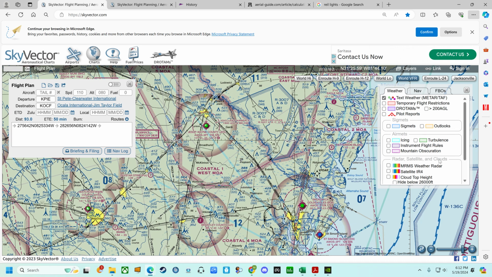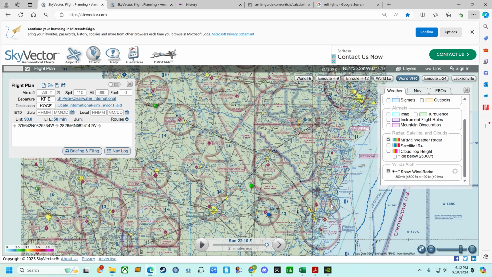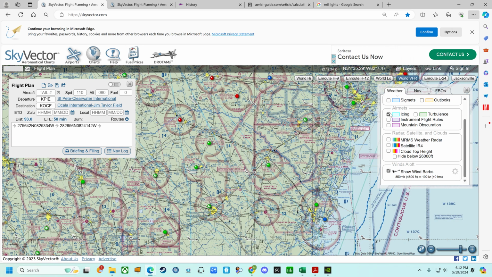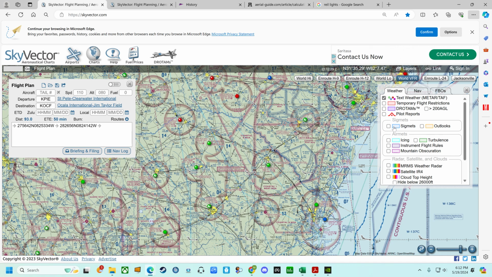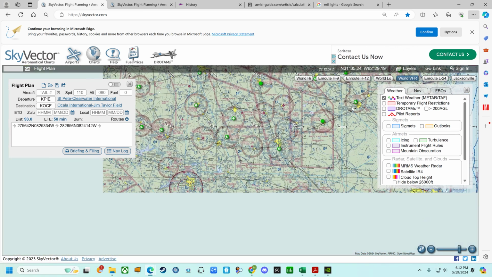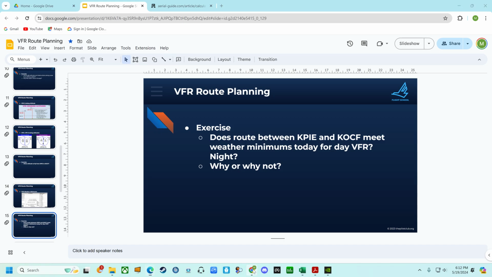You can also, on SkyVector, click on different overlays for weather radar, and for icing or turbulence conditions. You can get your SIGMETs as well. If there's IFR, you can click on all these different layers and get that information if you're using a free charting tool like SkyVector.